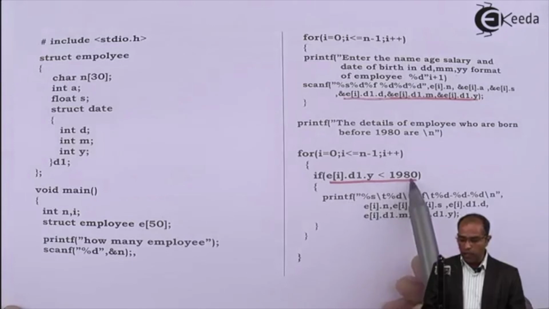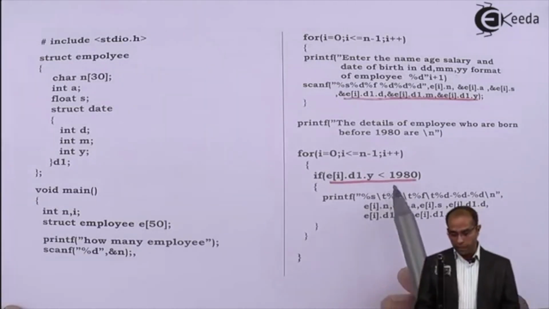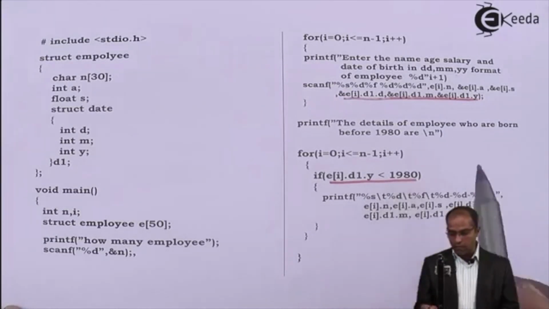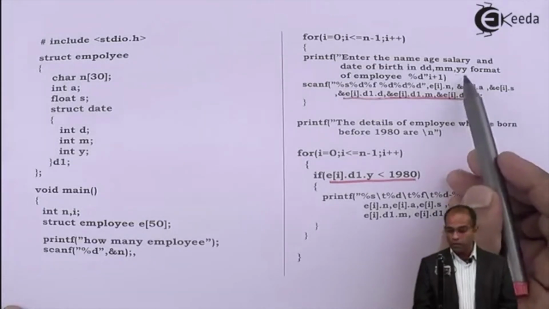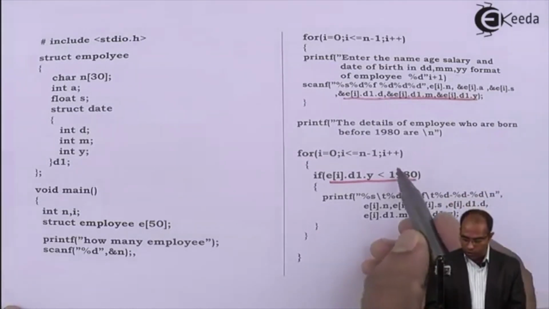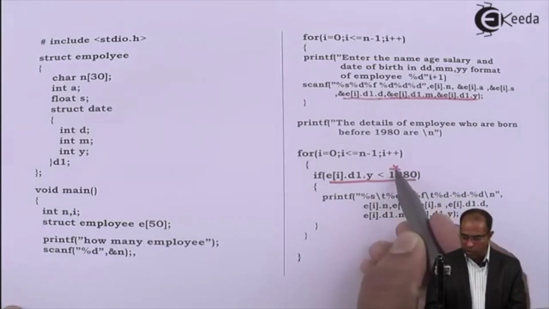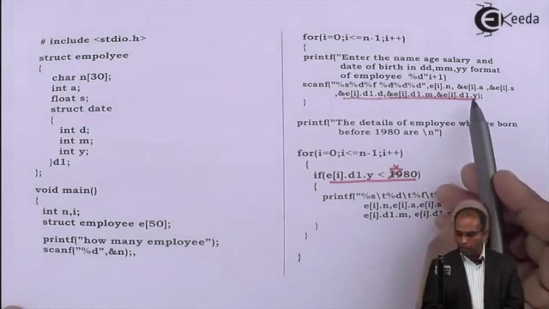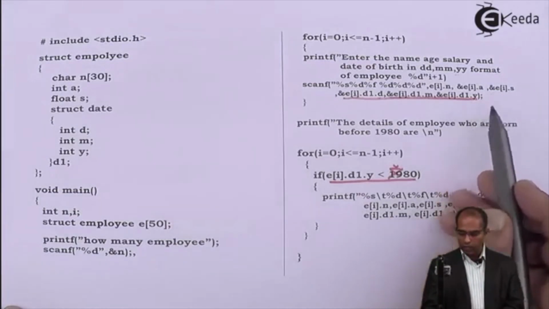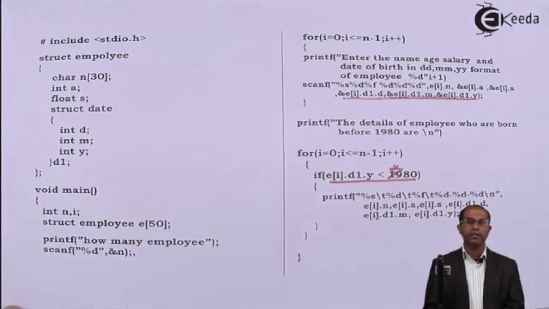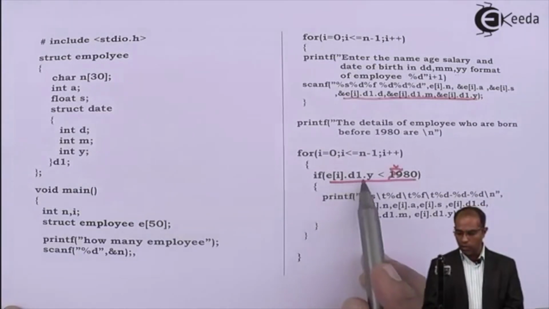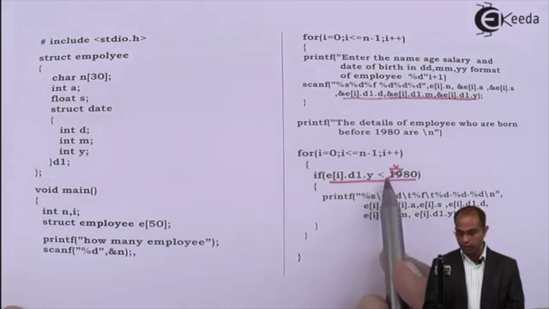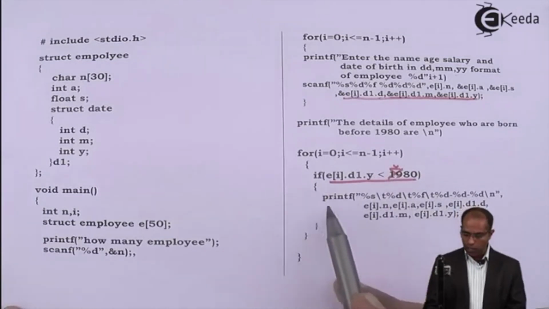is well within 1980. So here, since I have said this in a YY format, the user might enter only 2 digits. If the user enters only 2 digits, then I have to cut down these things to only 2 digits. So I have to ignore this particular 19. So I have to say only less than 80. If it has to be done for 4 digits, then probably I'll say y, and here I'll include 1980. Right? So E of i dot D1 dot Y less than 1980.